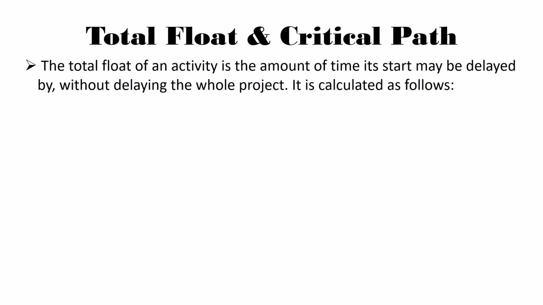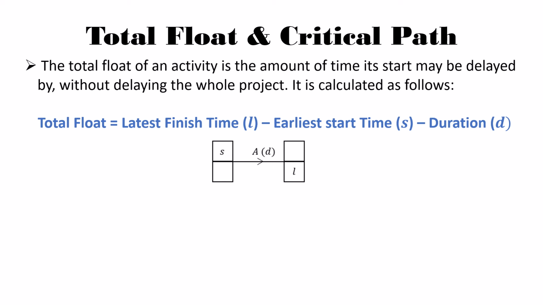So what do we mean by float? The total float of an activity is the amount of time that its start may be delayed without delaying the whole project. To calculate the float, it's going to look something like this: the latest finishing time minus the earliest start time minus the duration of that activity. So when we're looking at the network, we have to look at those three elements: the latest finishing time, the earliest start time, and the duration. A critical activity has a float of 0.